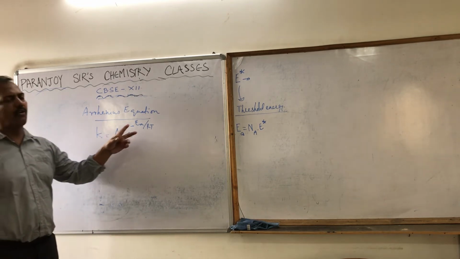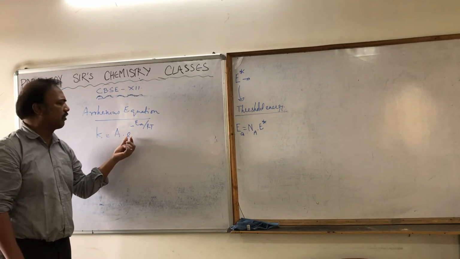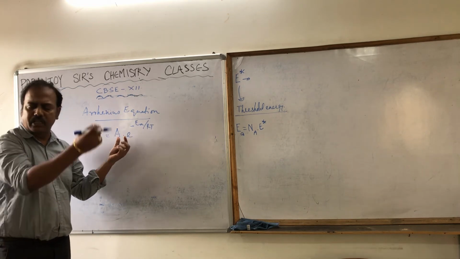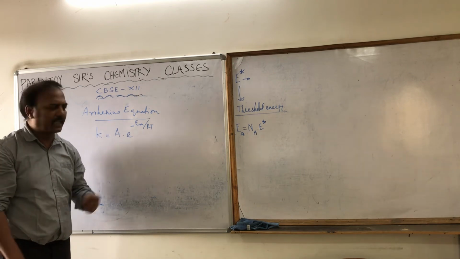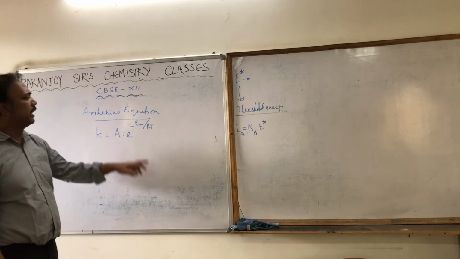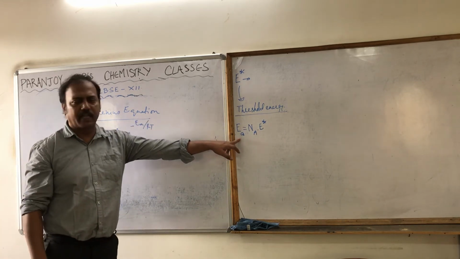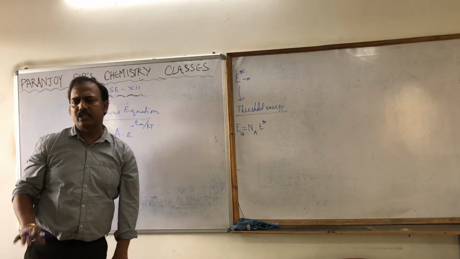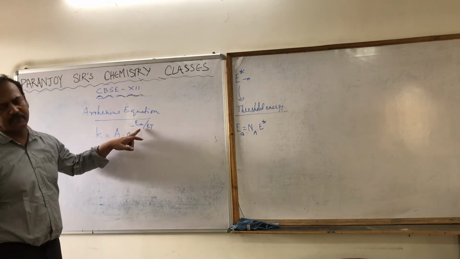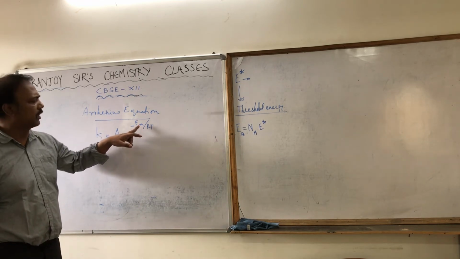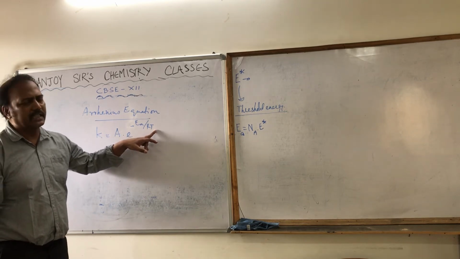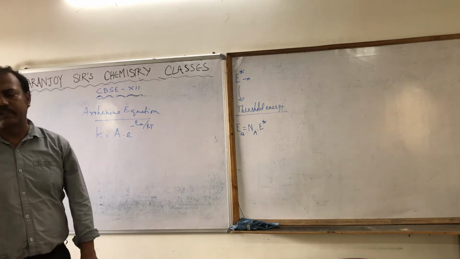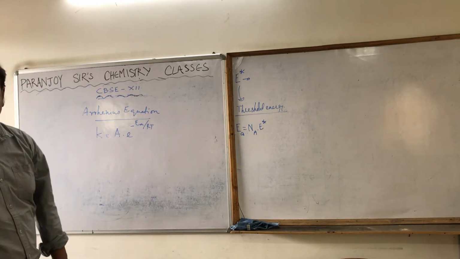e is nothing but the base of the natural logarithm. We call it the exponential constant. You know this. That is log to the base e, that means ln. Whatever we write, ln is log to the base e. Ea, just now I told you, is nothing but the activation energy. You have the physical concept of activation energy of the reaction, of the reactant molecules. R is nothing but the ideal gas constant, and T is temperature in Kelvin.